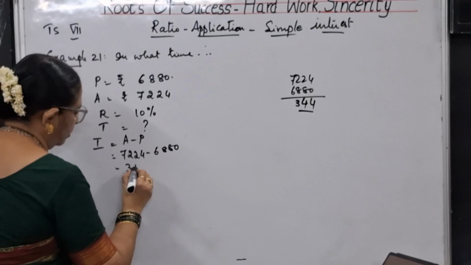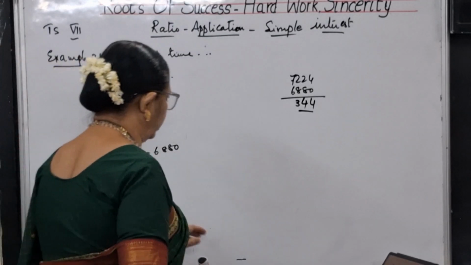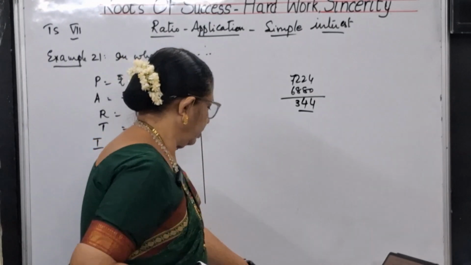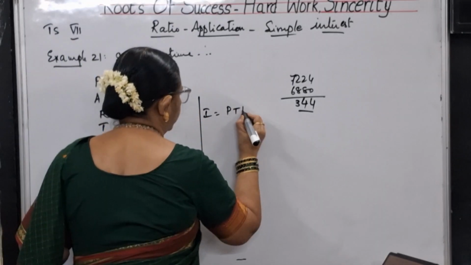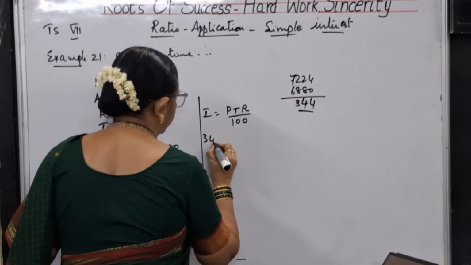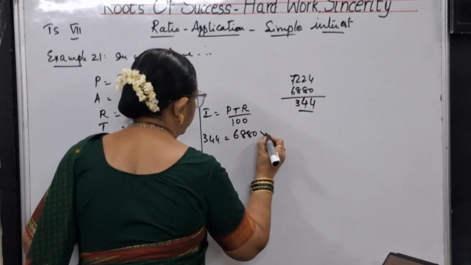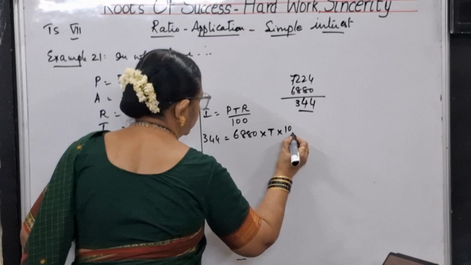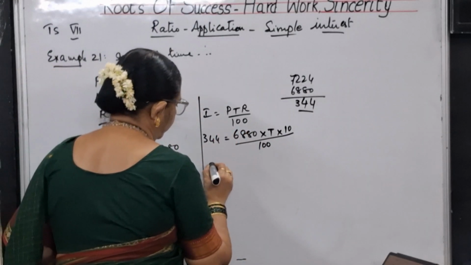So the interest is equal to 344. Now we need time. So let us use I is equal to PTR by 100. We got 344 is equal to principal 6880 into time, which we don't know, into rate 10 by 100. So we want T, so make T the subject.